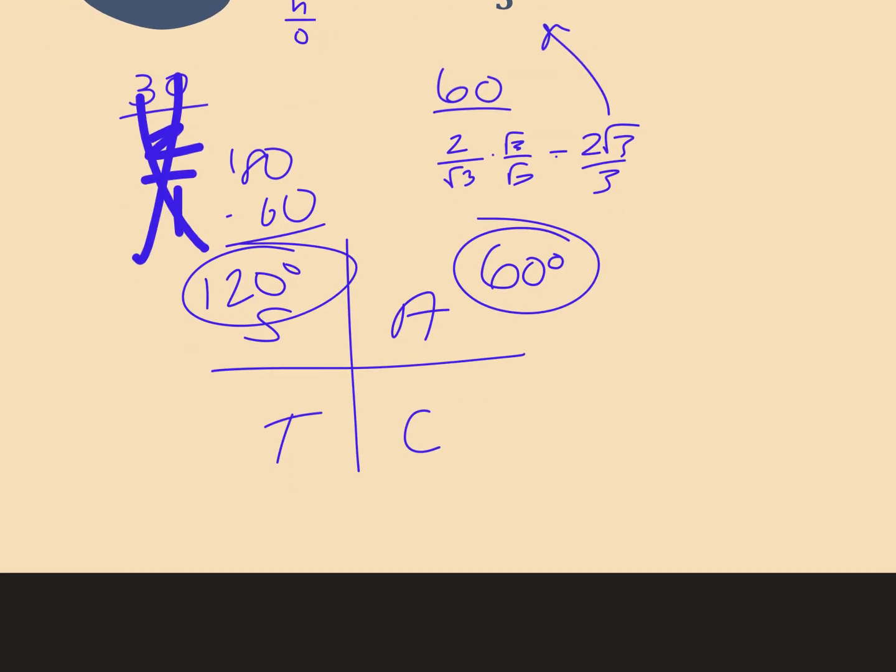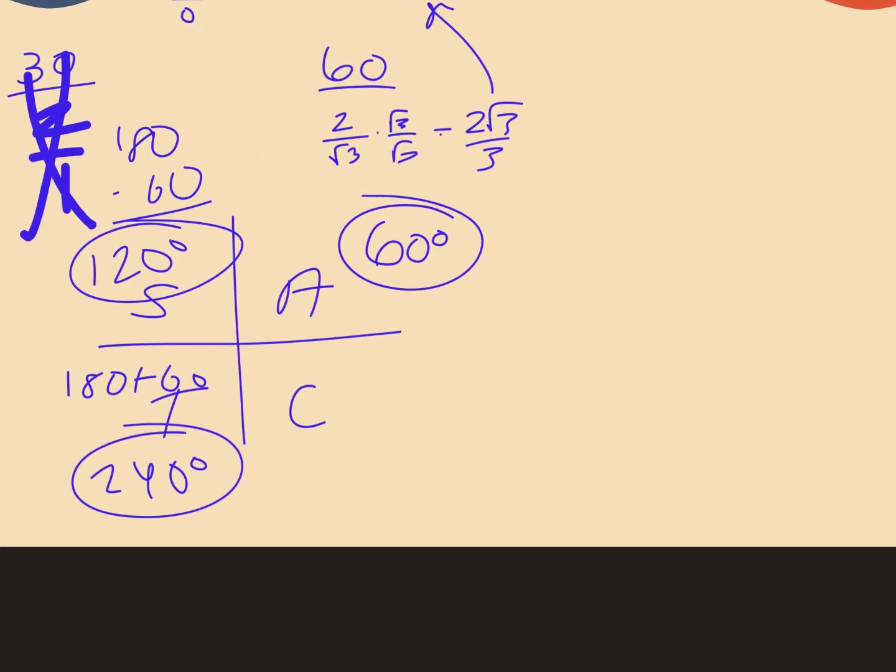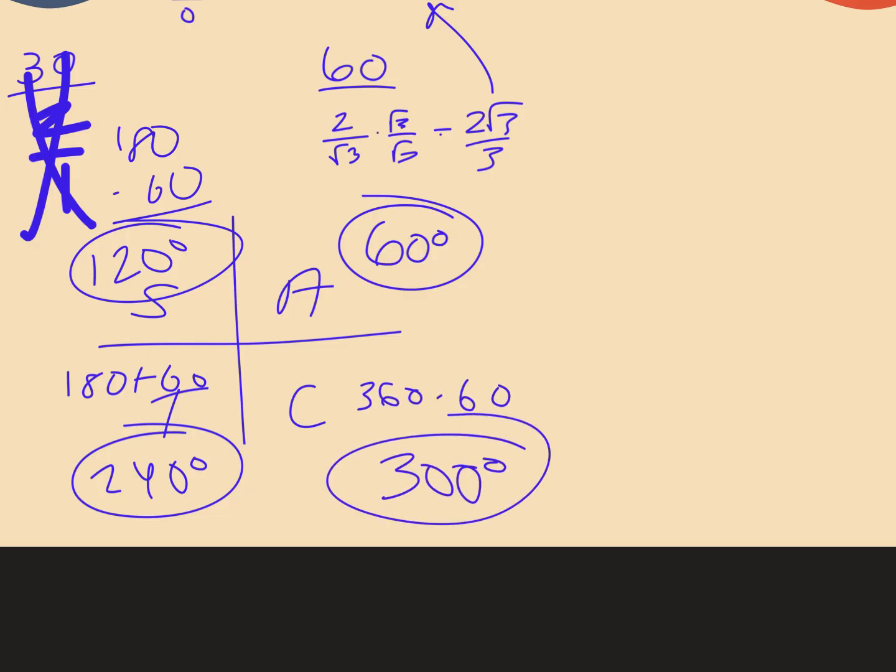In quadrant 3, what are we doing? 180 plus 60, so you get 240. And then in quadrant 4, it's 360 minus 60, which gives us 300. Perfect.